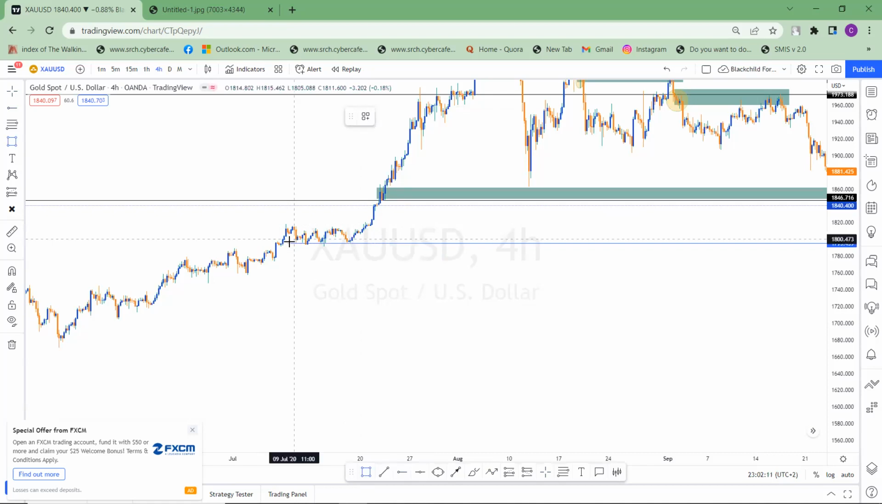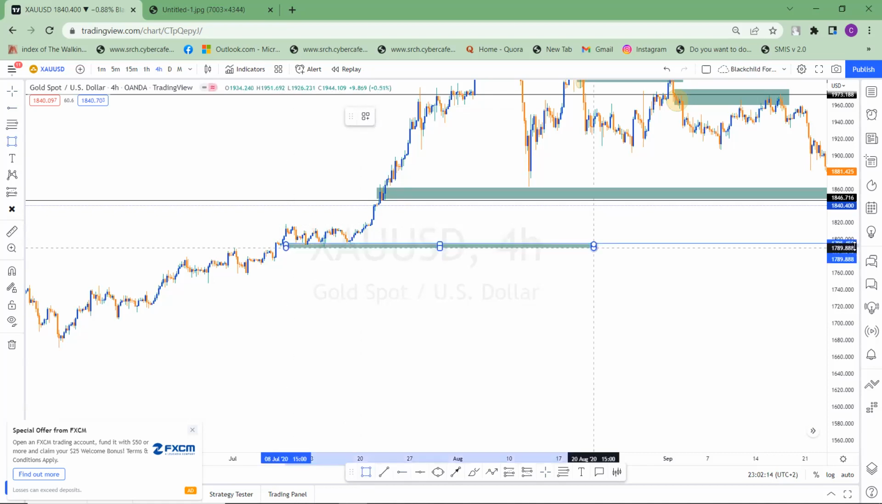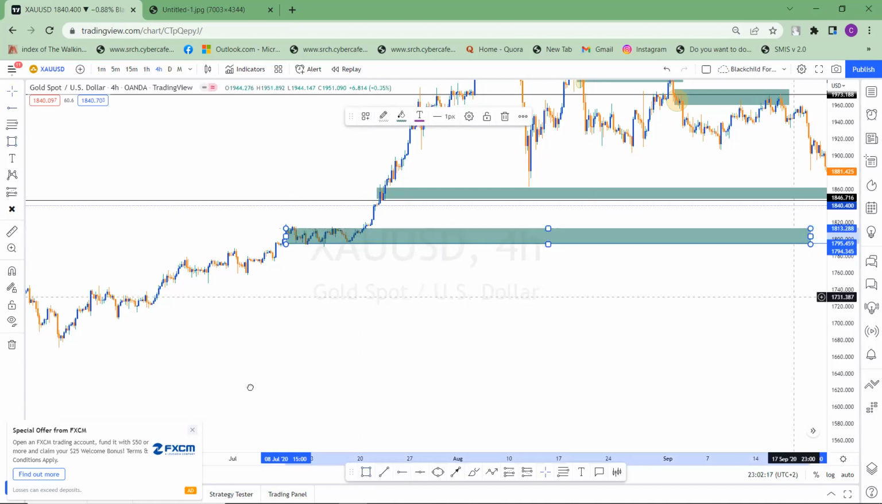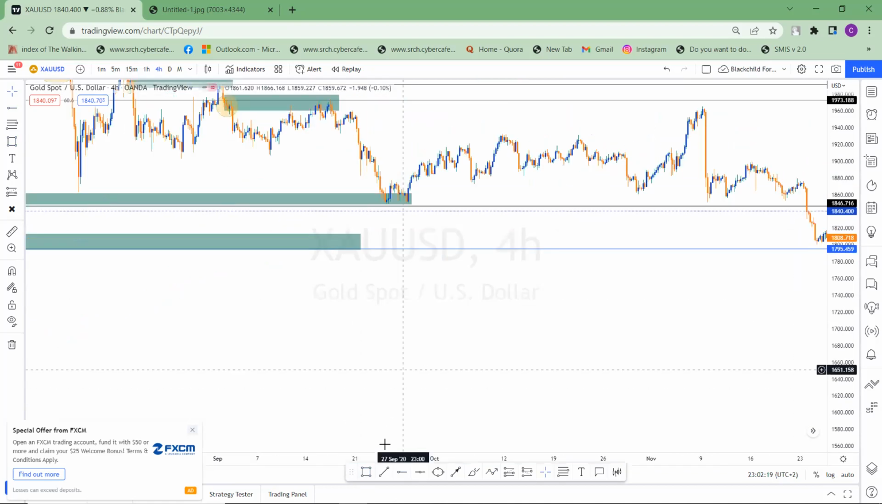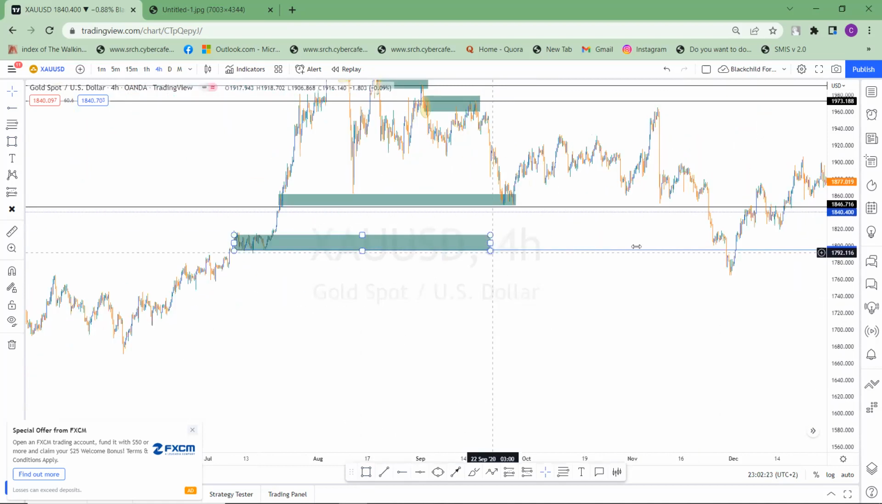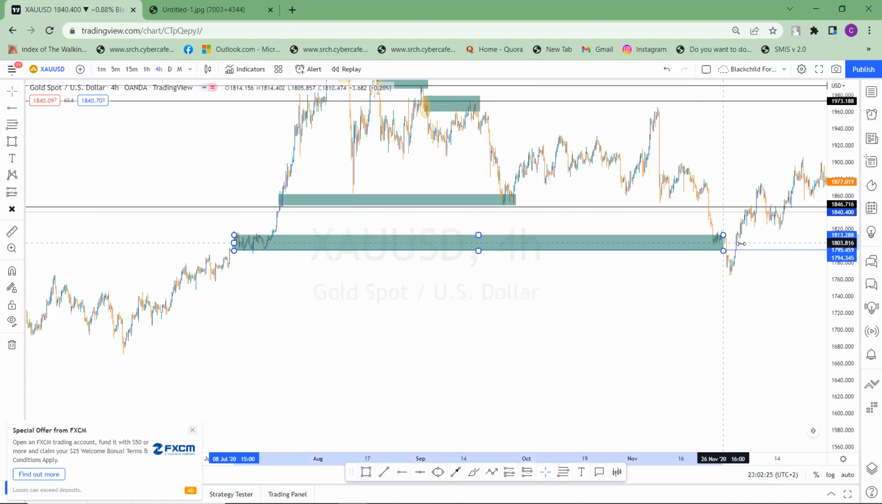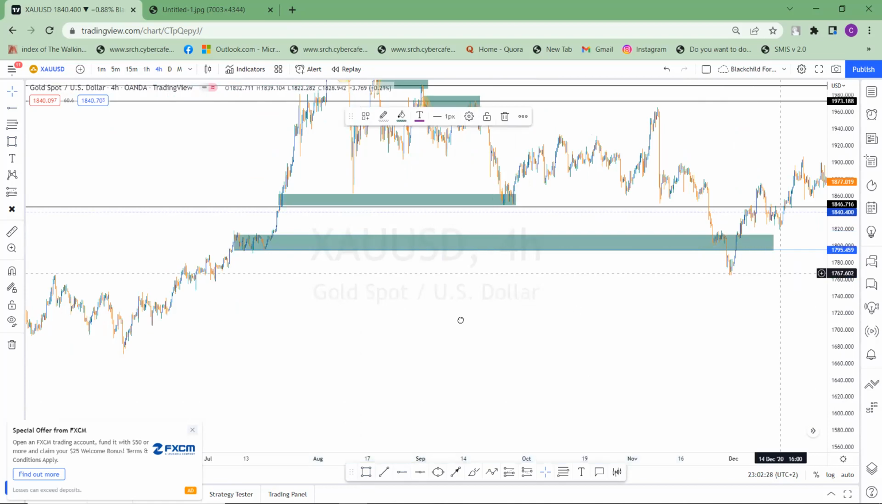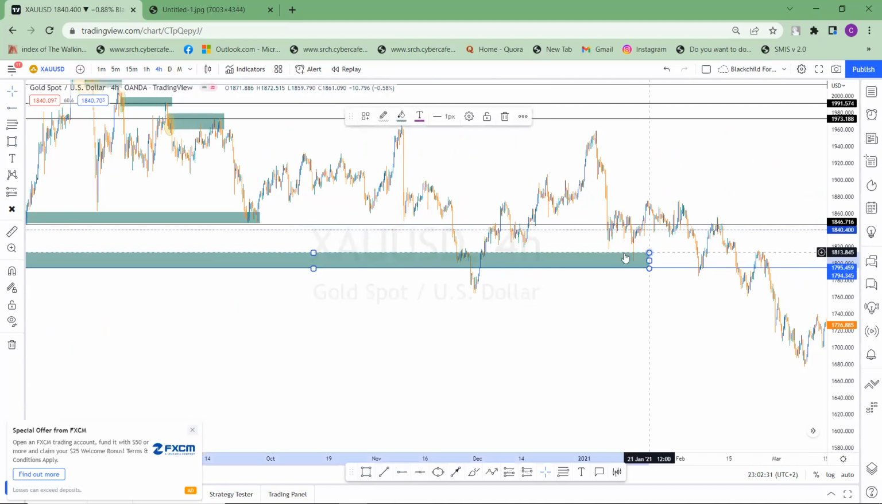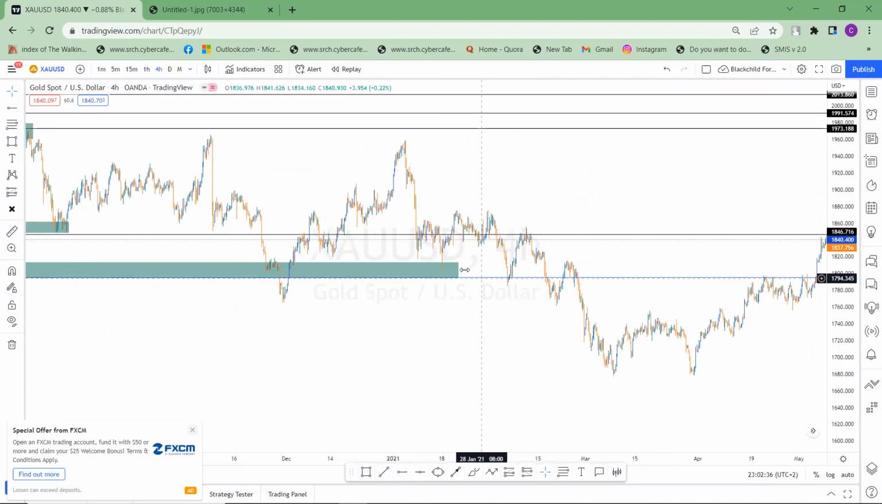If you extend this line, you will see that price has respected this area in the future. Why? It's because there is so much indecision taking place. You can see here. And then unfortunately price broke, and you can see what happened here. Price came here and then it started going up. Let's keep on going and see what kept on happening.